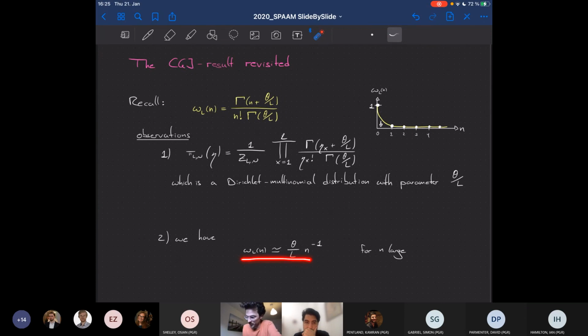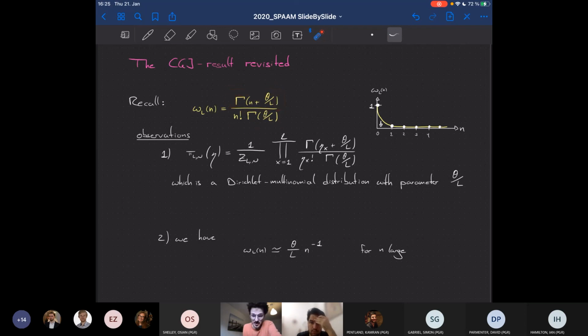Our weights for very large n will basically look like theta over L and n inverse. We get this theta over L from this gamma function up here, and then the top part looks kind of like an n minus 1 factorial, so we have an n left in the denominator.